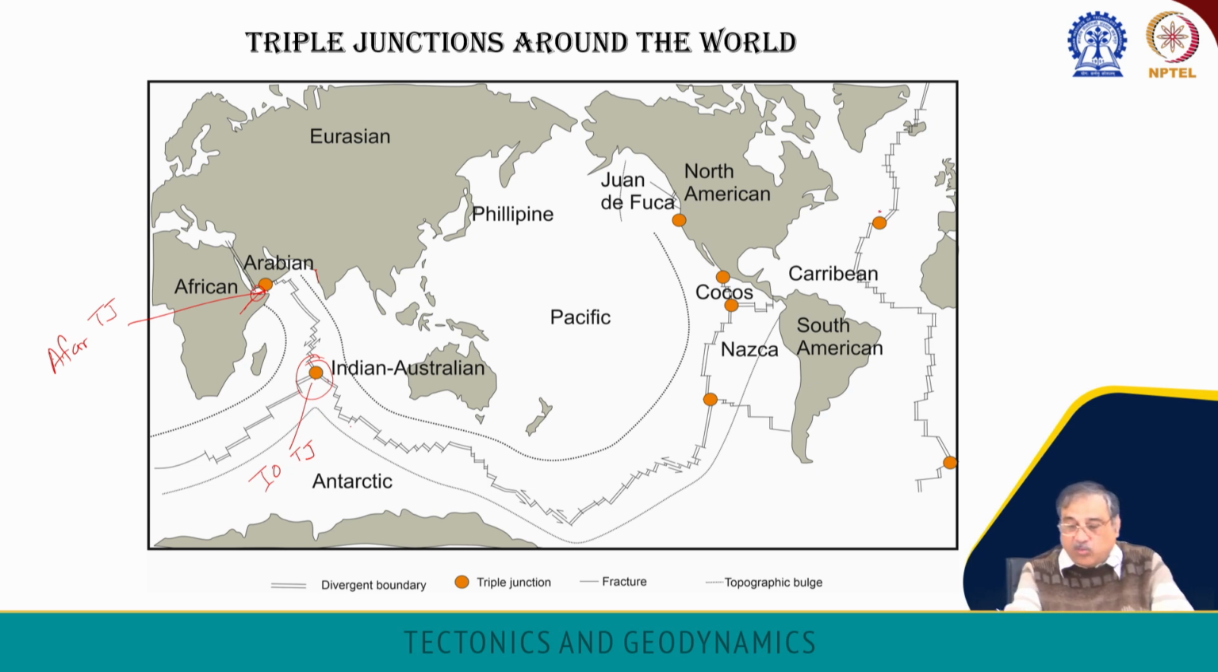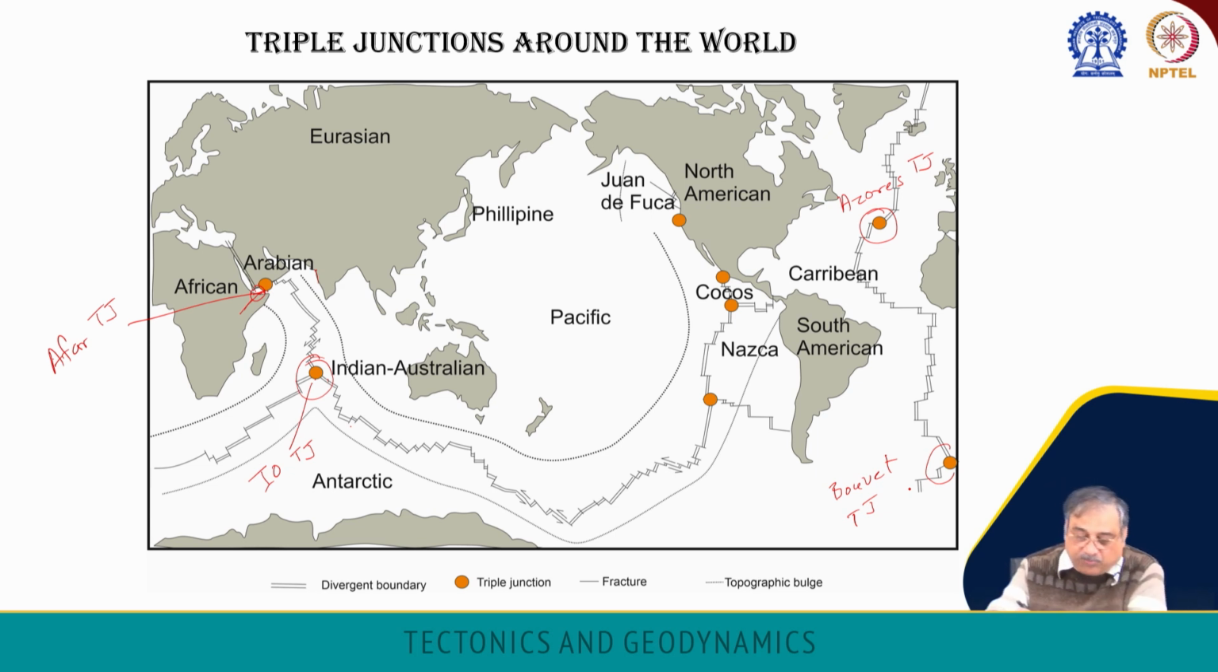So you have another one here in the Atlantic. This is a major one called the Azores triple junction, right? And in the South Atlantic you have this triple junction here, which is called the Bouvet triple junction. So these are not the only triple junctions. These are just some of many.